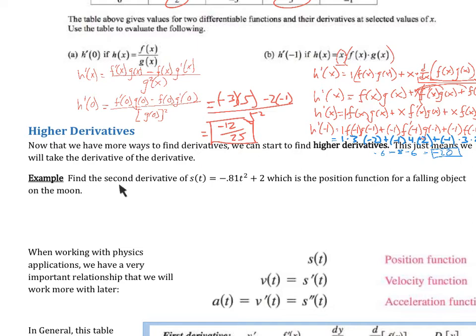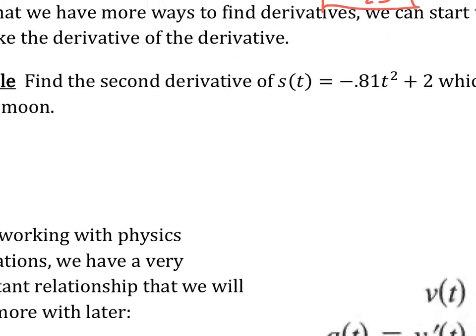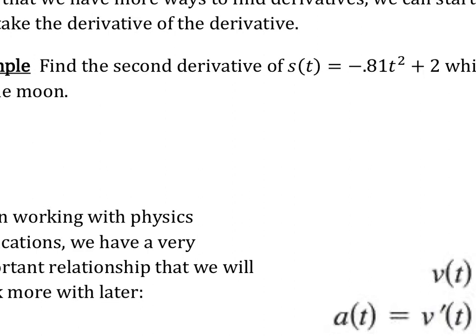So here's a question. We want to find the second derivative of s of t, which is the position function for a falling object on the moon. So here's an equation from the moon. Compliments of our NASA peoples. And so if we want to find s prime, well, we know how to take that derivative. Just drop that 2 down using the power rule. 2 times 0.81 is 1.62 t, and the derivative of 2 is 0.